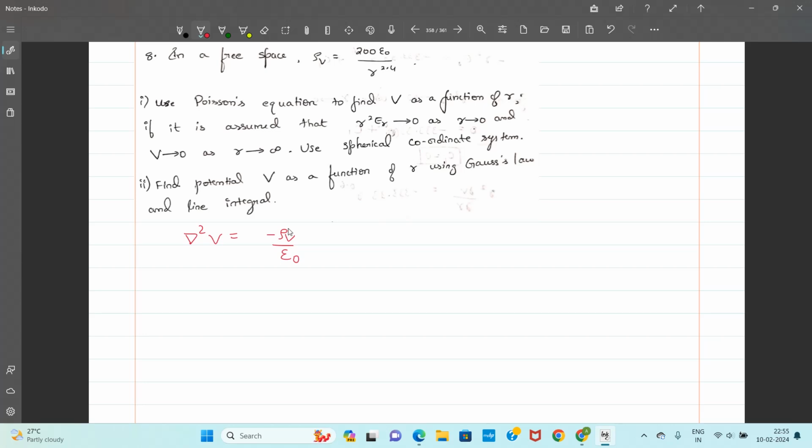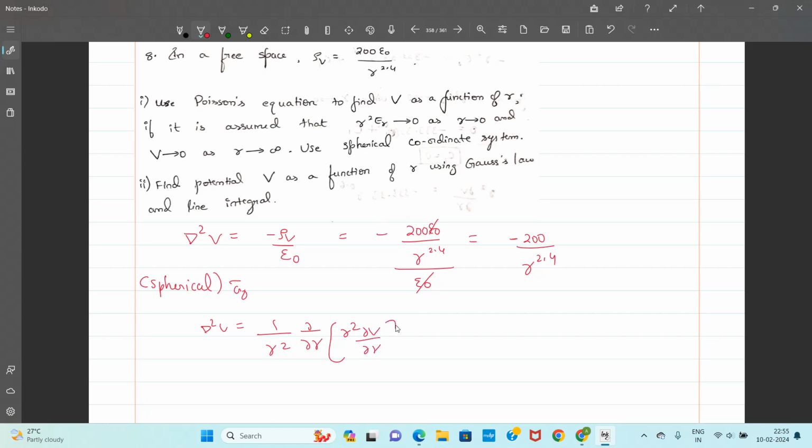Okay, and whatever rho v value is given, you can put it here: minus 200 epsilon naught by r power 2.4, divided by epsilon naught. So these two get cancelled, and you have minus 200 by r power 2.4. And del square V, let's consider the spherical system here in the r direction. So del square V will be 1 by r square, dou by dou r of r square dou V by dou r, that is equal to minus 200 by r to the power of 2.4.